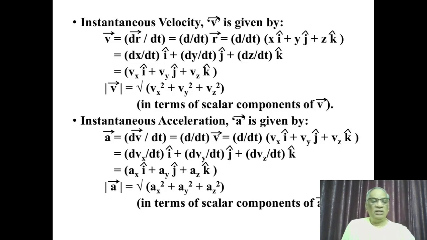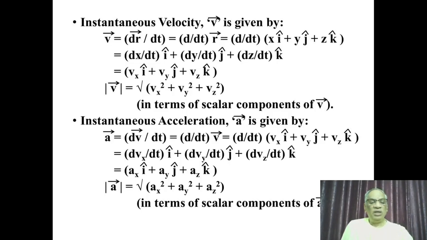Similarly, instantaneous acceleration is given by a bar is equal to dv by dt, that is d by dt of v bar, that is d by dt of vx i bar plus vy j bar plus vz k bar, that is equal to dvx by dt i bar, dvy by dt j bar plus dvz by dt k bar, that is ax i plus ay j plus az k, where ax, ay, az are the components of acceleration in the x, y, z directions. So the magnitude of a bar is given by the square root of ax square plus ay square plus az square, in terms of scalar components of a bar.